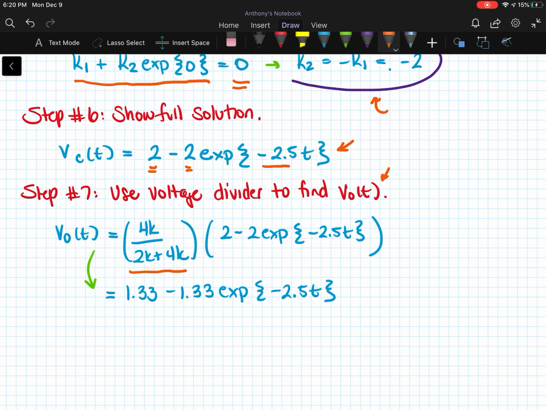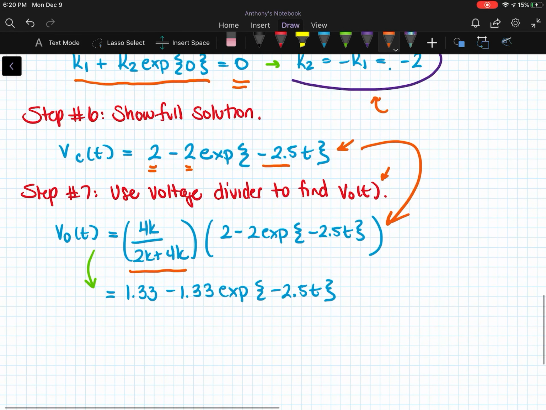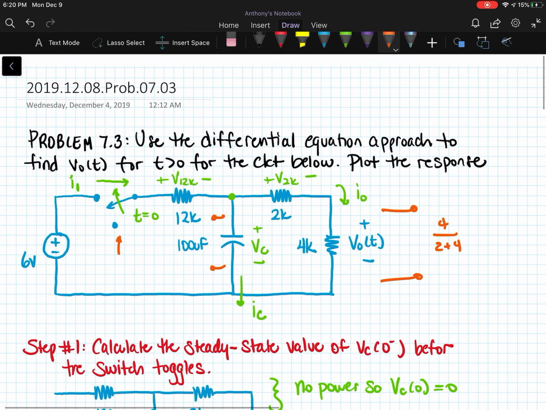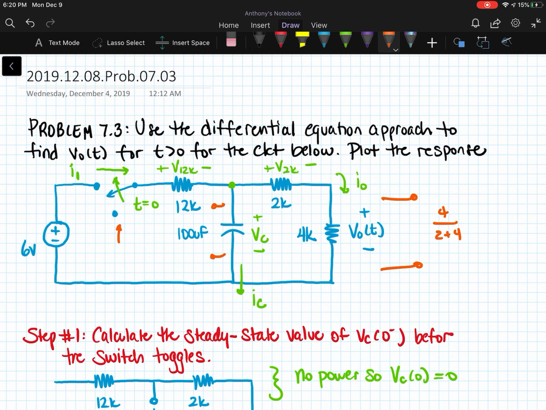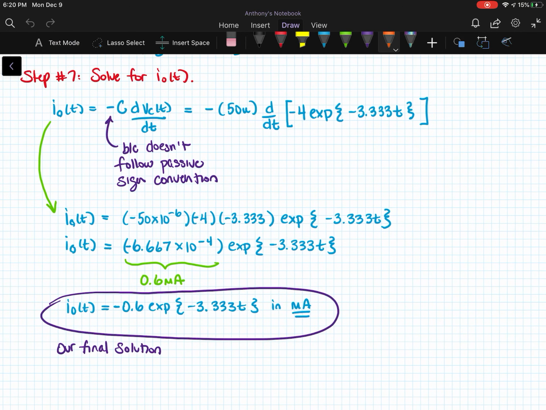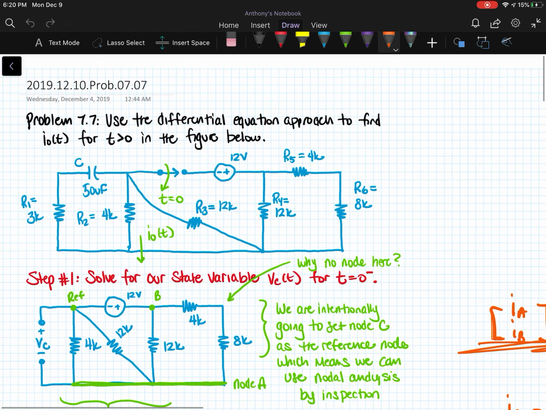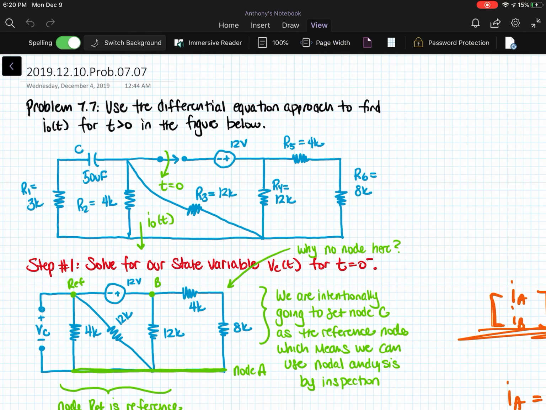So we multiply that by our previous expression, and we end up with 1.33 minus 1.33 e to the negative 2.5t. Note that the voltage divider does not affect the time constant. It only affects the beginning and end values. So this is one really great example of a Chapter 7 first order transient analysis problem that you could see on the exam.